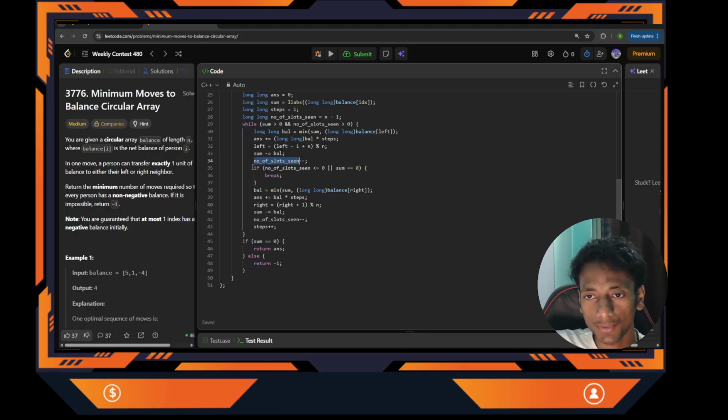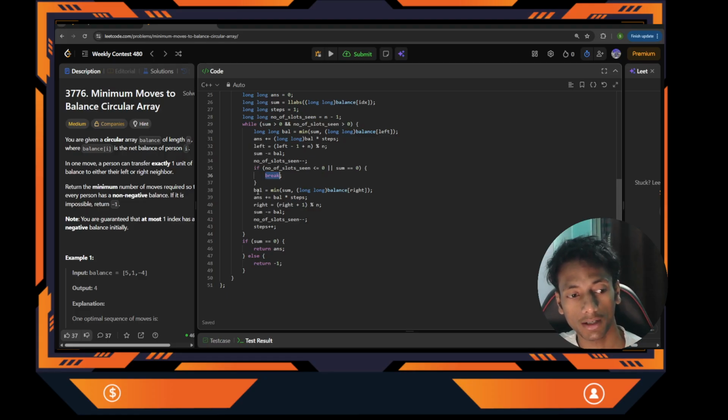After this I'll check whether I have already explored all the positions, that means number of slots is less than or equal to 0, or sum is equal to 0. That means we have already achieved the target sum, the target balance we wanted to transfer. Then we will break from here. Either we do not have any other option, or we have already achieved the target sum, then we break. Else we will try to take the amount from the right pointer, because that is also present at the same distance.